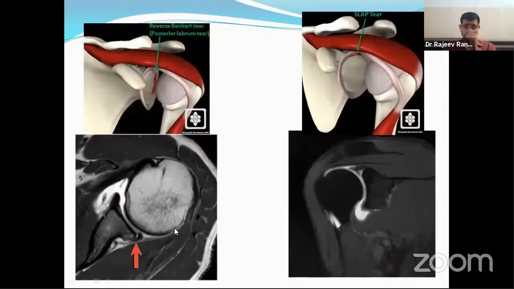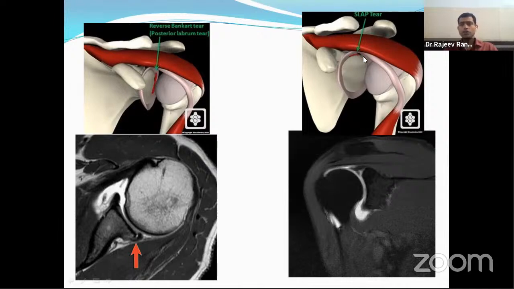The other pathoanatomical lesion which could be present is the reverse Bankart tear, which is in the posterior part of the labrum. Here it's the posterior part because the humeral head is retroverted and directed posteriorly, and so this part is showing the labral tear. So it's a reverse Bankart tear seen in cases of posterior instability of the shoulder.